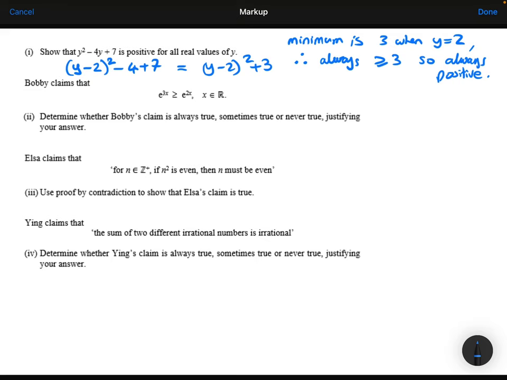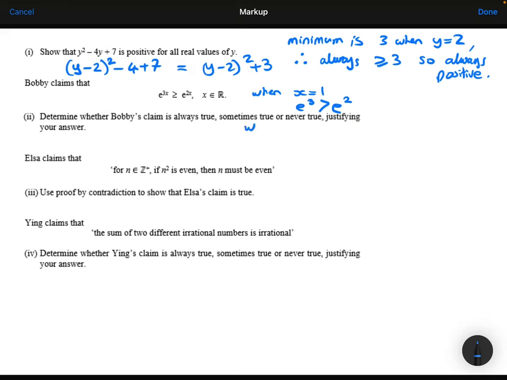Bobby claims that e to the 3x is greater than or equal to e to the 2x, where x is a real number. Determine whether Bobby's claim is always true, sometimes true, or never true. Well, let's pick a value of x. What about when x is 1? Then we would have e to the 3 times 1 and e to the 2 times 1. And yes, e cubed is greater than e squared. So his claim is true in that situation.